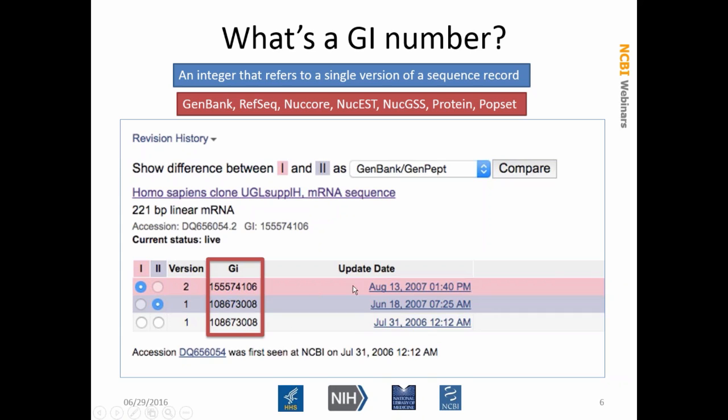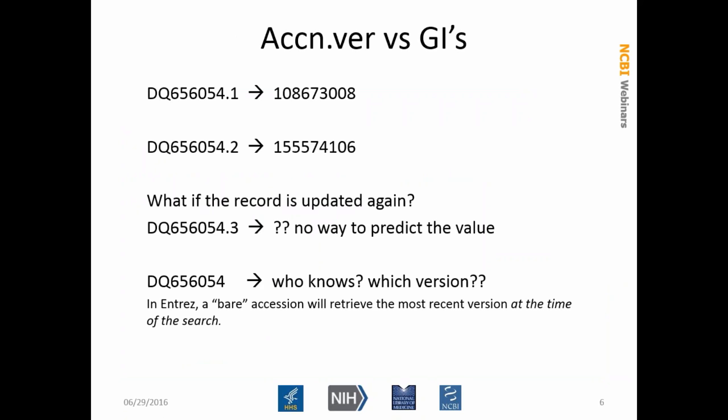But the sequence did change in August of 2007. When that changes, the GI is updated to a new number, and the version of the accession is also incremented. So now we have DQ656054.2, second version, as opposed to DQ656054.1. So you can view this history for any record in any of these databases. Just go to the upper left and you can pull down the menu and get to the revision history report.